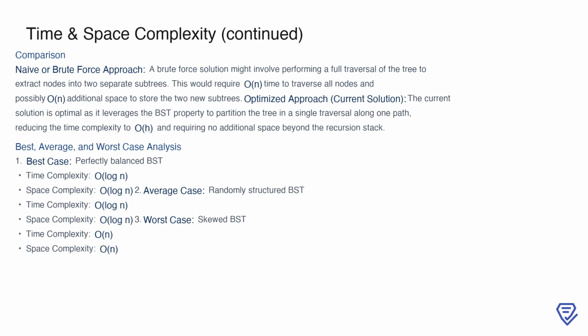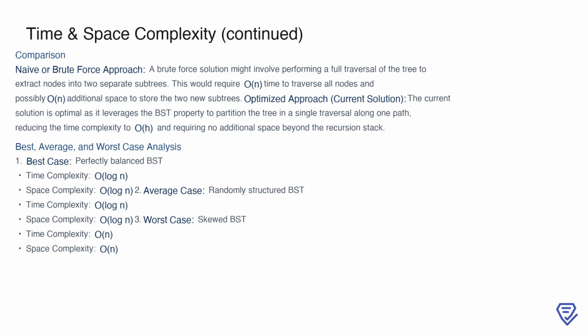When comparing approaches, a naive or brute force solution would involve a full traversal of the tree to extract nodes into two separate subtrees. This approach would require O(n) time to visit all nodes and potentially O(n) additional space to store the resulting subtrees. In contrast, the optimized solution takes advantage of the binary search tree property to partition the tree efficiently in just one traversal along a single path. This reduces the time complexity to O(h) and eliminates the need for additional space beyond the recursion stack.